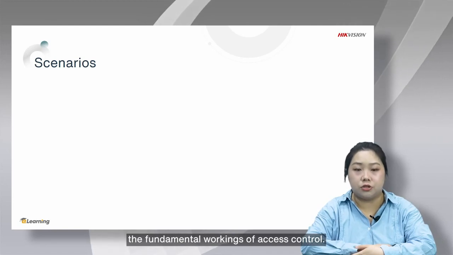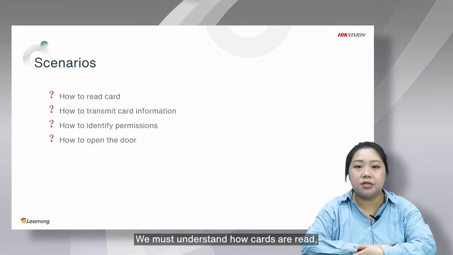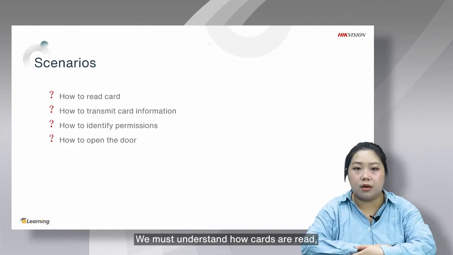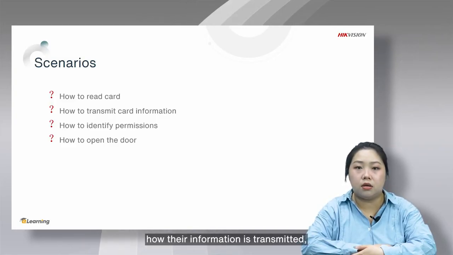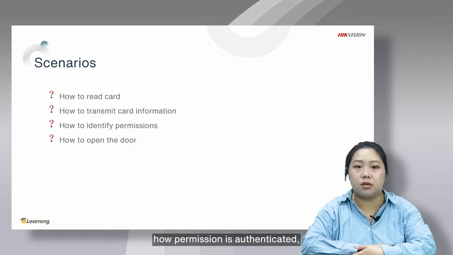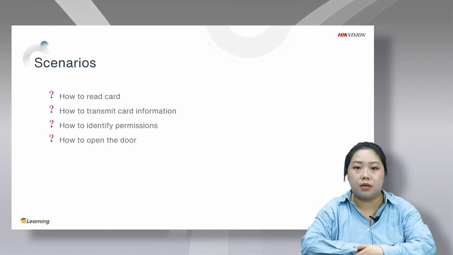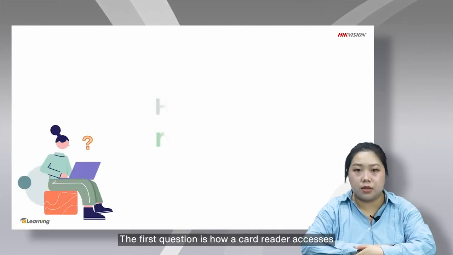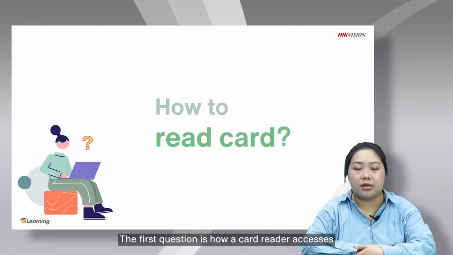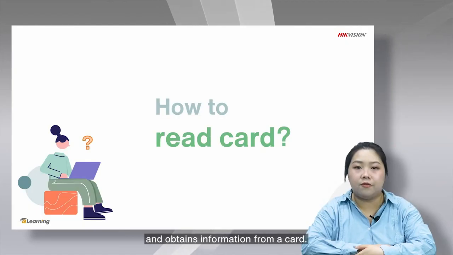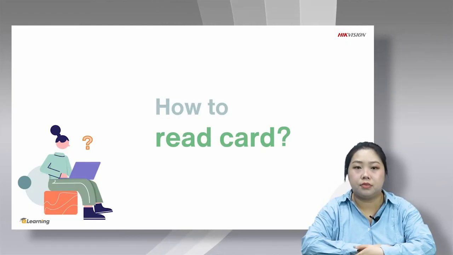workings of access control. We must understand how cards are read, how their information is transmitted, how permission is authenticated, and how doors are unlocked. The first question is how a card reader accesses and obtains the information from a card.